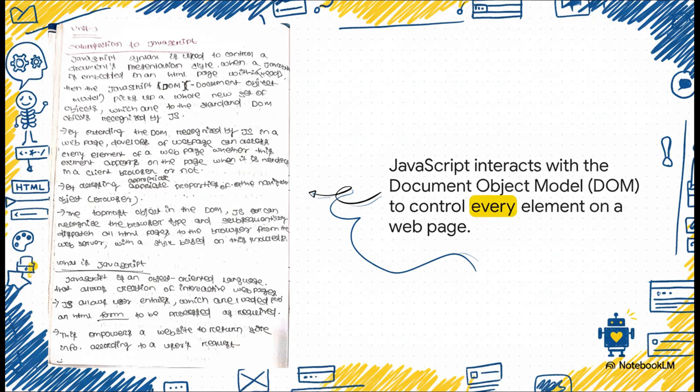So how does JavaScript actually change something on a page you're looking at? It does it through something called the DOM, which stands for Document Object Model.